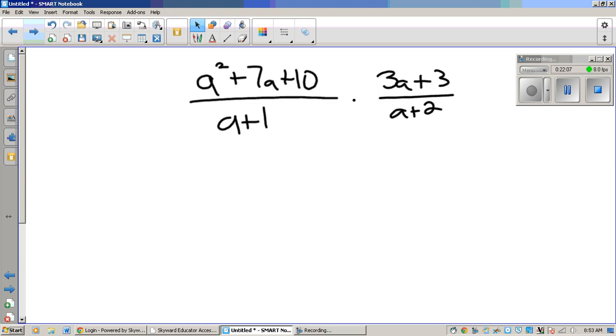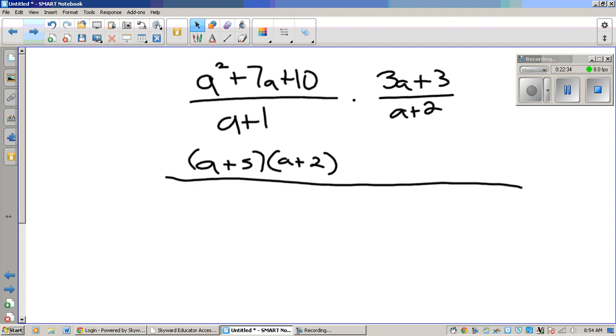So let's look at this. Can we factor this part of the equation? How would I factor that? Daniel? 5 multiplies to 10, and adds to 7. It would be 2 and 5. So a plus 5 times a plus 2. And it's really easy when the leading coefficient is 1.